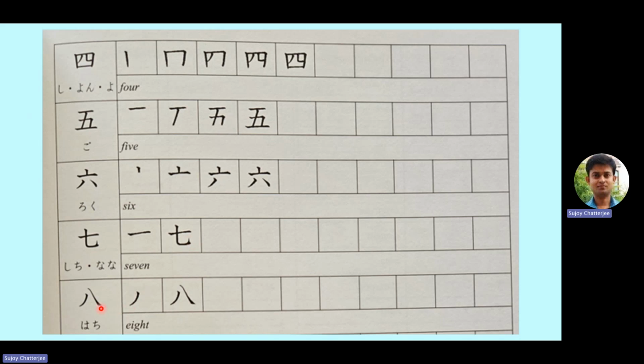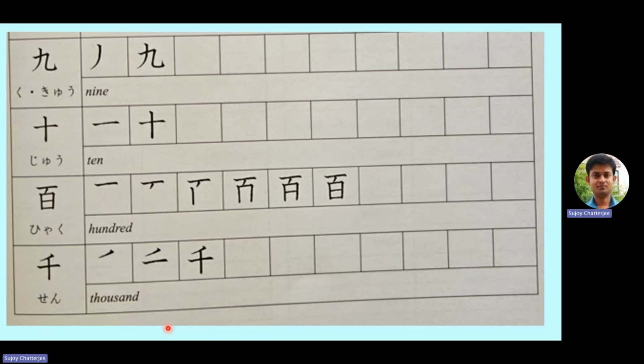Hachi is also very straightforward. The first stroke and the second stroke like this. Mind that these are not touching one another. Hachi is 8. Then we have the remaining 4 ones. This is Ku or Q. Again, it's a 2-stroke character. The first stroke like this and then the second stroke like this. So this will make it 9 or Q.